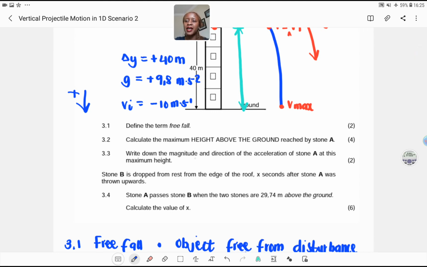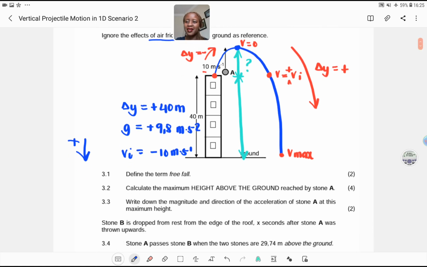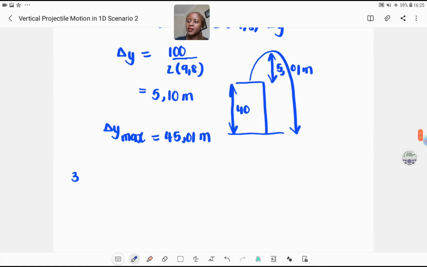It says write down the magnitude and direction of the acceleration of stone A at this maximum height. So at this point here, what is g? What is the acceleration? This is going to be straightforward. The acceleration is actually equal to 9,8 meters per second squared. Don't forget your units. You actually do get a mark for that. And the direction is downwards. Gravitational acceleration is always acting towards the earth. It's downwards.